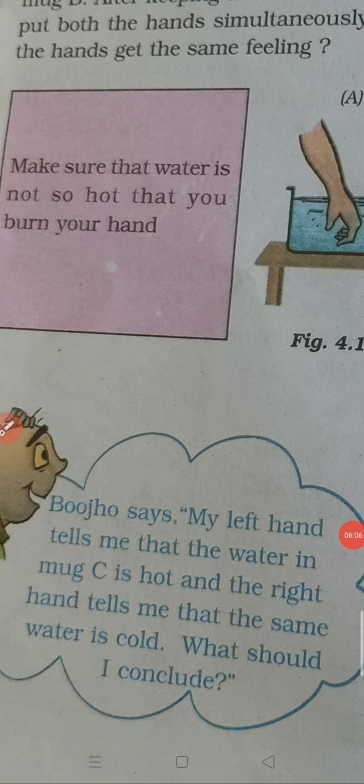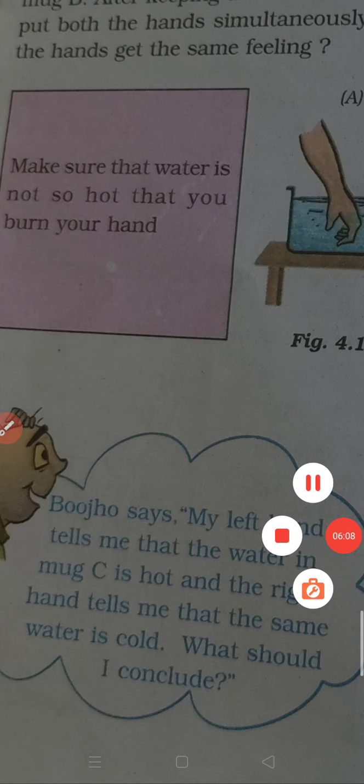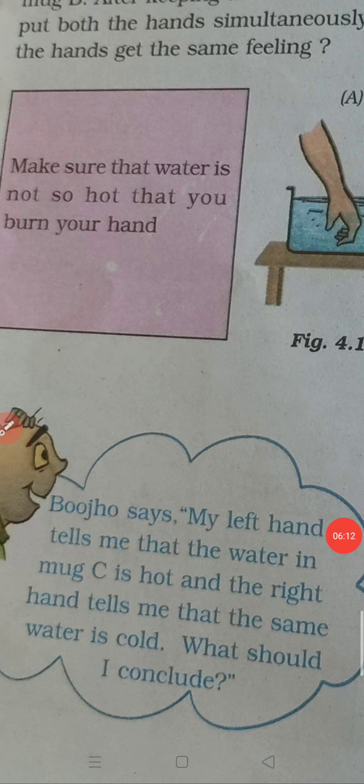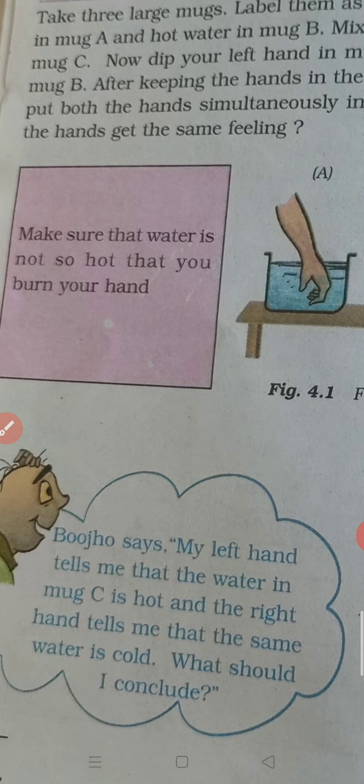So children, after performing this activity, you will experience the same feeling as experienced by Bujo. Bujo did the same activity and he says, my left hand tells me that the water in mug C is hot and the right hand tells me that the same water is cold. What should I conclude? So students, what should you conclude?